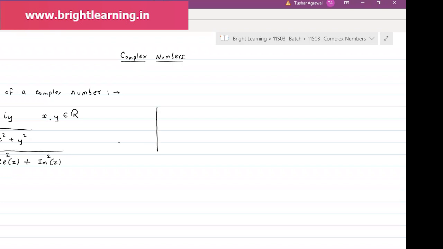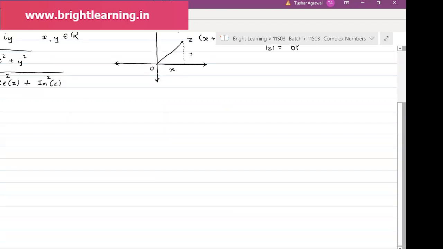On the Argand plane, the representation of z is something like this. This is my z, which is x plus iy. This is x, this is y, and this is my point P. So modulus of z is actually the distance OP, the distance of the point P from the origin. This is the concept of modulus. Now, some properties are there which come handy to us.